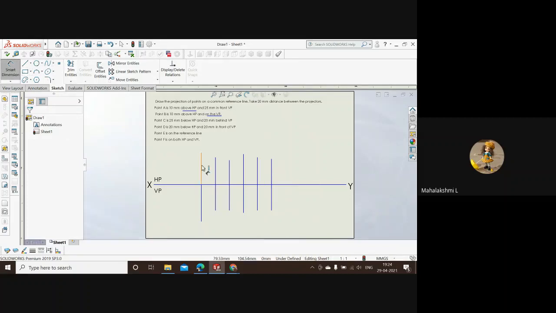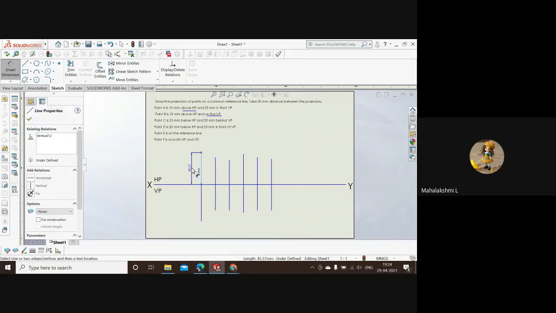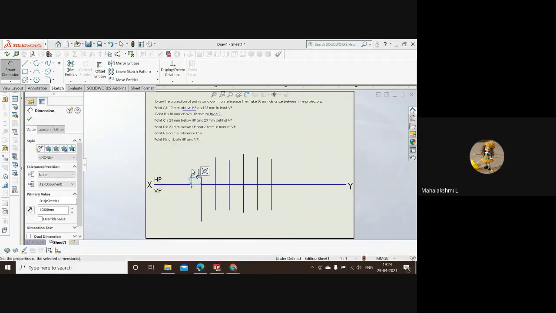Now we'll take up smart dimension for each of these lines. First, let this be the projection of the point A. Point A is 10 mm above HP. Above HP means it should be above the XY line. So this should be 10 mm. You can close this extra by clicking on the small dot here. I don't think we need such a big projection. This is sufficient. And this is 25 mm in front of VP. In front of VP means it's below the XY line. So make it 25 mm.